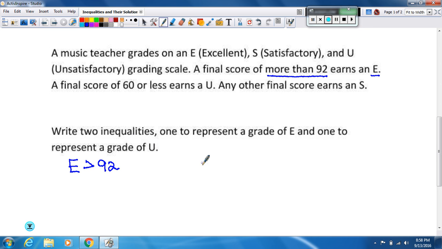one to represent a grade of U. Well, the U final score of 60 or less. Now that word or means it could be 60. So you put your 60. So an unsatisfactory score is less than 60, or because of the word or, it could also equal 60.